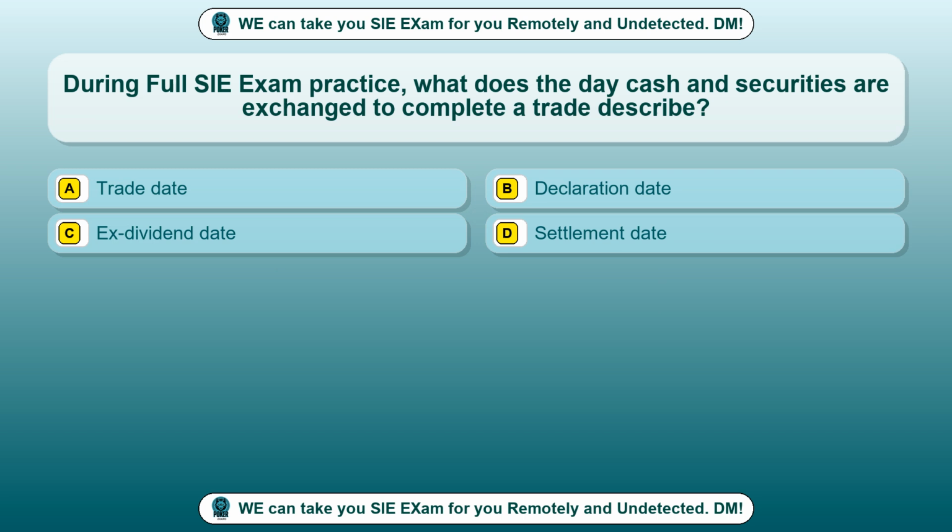Question 81. During full SIE exam practice, what does the day cash and securities are exchanged to complete a trade describe? Option A, trade date. Option B, declaration date.